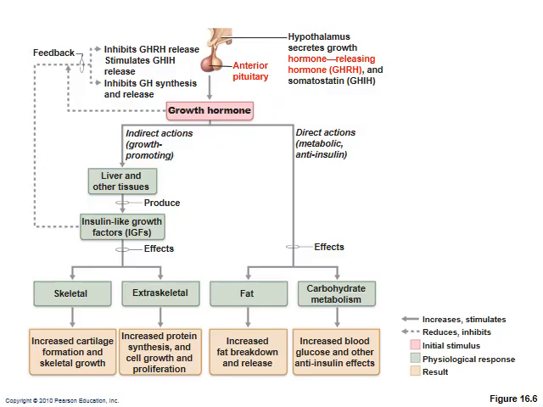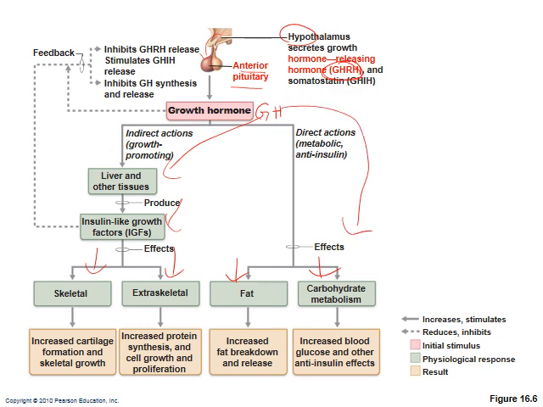You can see here in this flow chart, we're going to see growth hormone releasing hormone from the hypothalamus. That's going to go to the anterior pituitary and cause the anterior pituitary to release growth hormone. Growth hormone is going to go to the liver. We're going to see the production of insulin-like growth factors, and we're going to see the effect happen on the skeletal, extraskeletal fat, and carbohydrate metabolism.